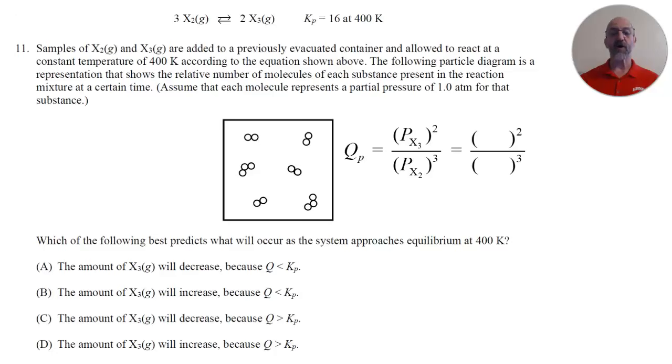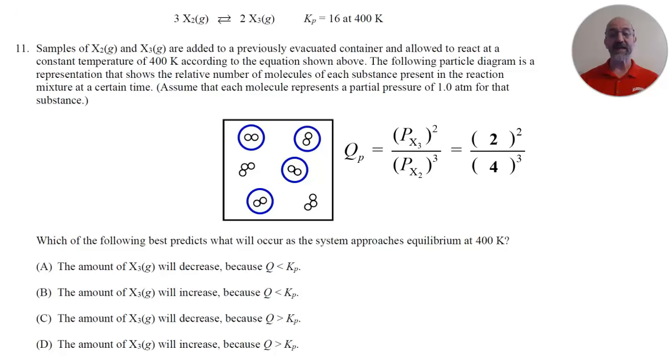So now I will count the number of particles of substance X3. The particles of substance X3 are right there in the diagram. So that's only 2 particles. So that will be a partial pressure of 2 atmospheres. I will place a 2 in the numerator of our expression. Now, when I look at the number of particles of substance X2, I can see that there are 4 particles of substance X2. That would give me a partial pressure of 4 atmospheres, and I will put that in the denominator.